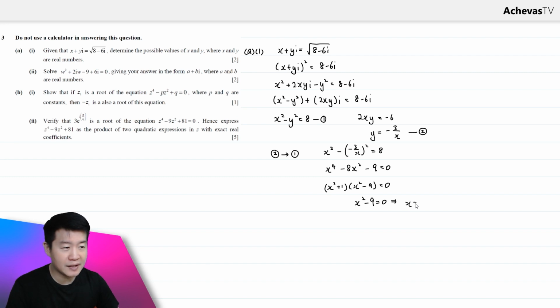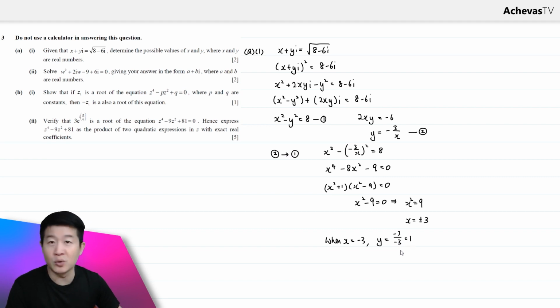This tells me that x squared is going to be equal to 9. So x is going to be equal to plus or minus 3. And when x is equal to, for example, minus 3, y will be equal to minus 3 over minus 3. y is going to be equal to 1. And when x is equal to positive 3, y will be minus 3 over positive 3. This is going to be equal to minus 1.